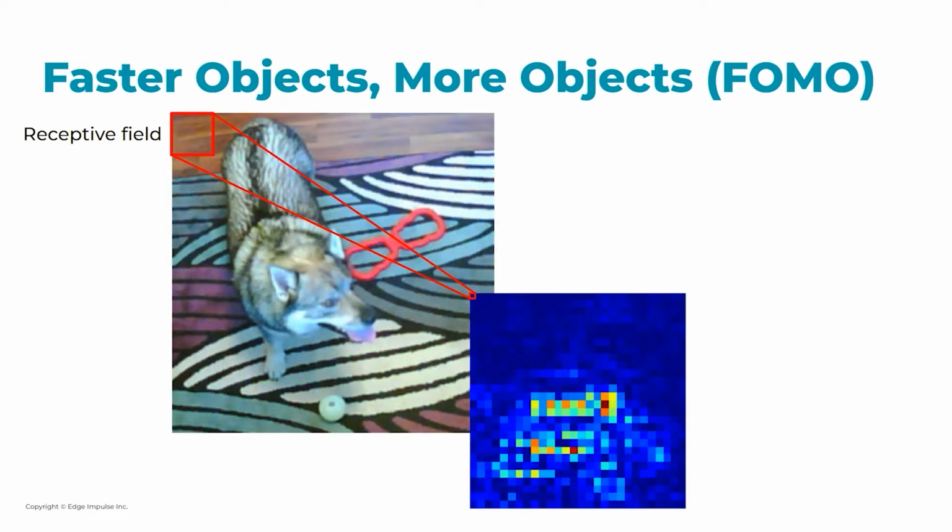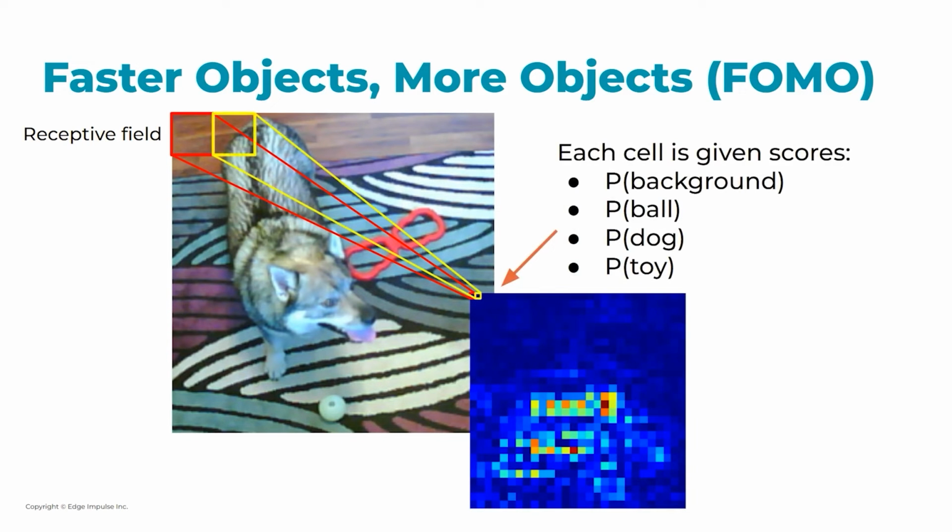And so this is where you have these 8 by 8 pixels. This gets compressed down to this one single feature cell, and then we classify that individual cell. So in this case, maybe I've trained this to look for background, ball, dog, toy. And now we start to get an idea of which cell or which grouping of 8 by 8 pixels contains one of those classes. And then each of those cells is classified. So background, ball, dog, toy. And then it can identify where those are. Does that give you an idea of what's going on in FOMO?